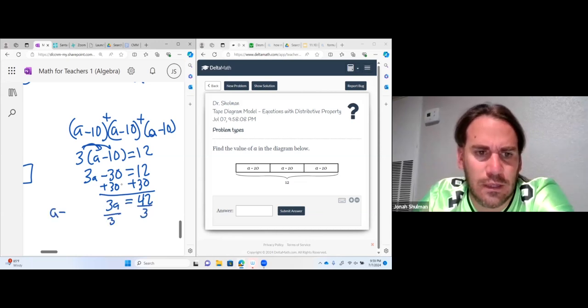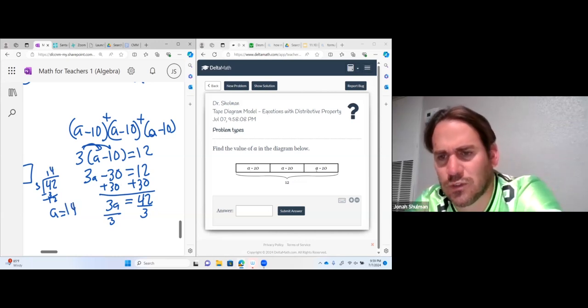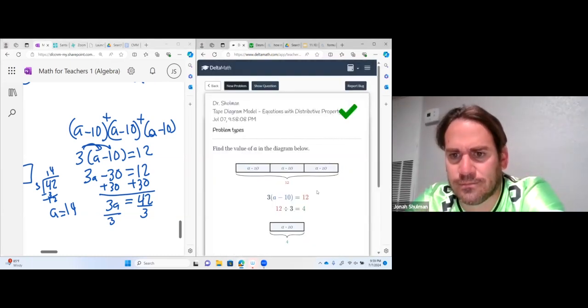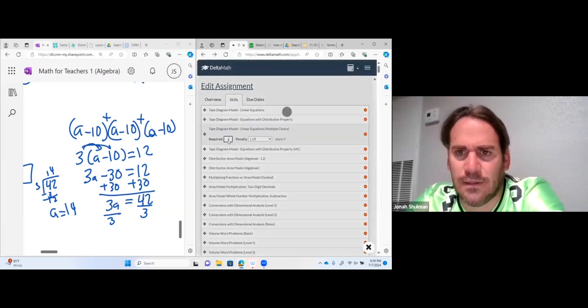And A is, well, 3 goes into 4 one time with 1 left over. So 3 goes into 12, 4. So it's 14. Your correct answer is 14 plus 14 plus 14 minus 30 equals 12. Beautiful model. Nicely done. All right.